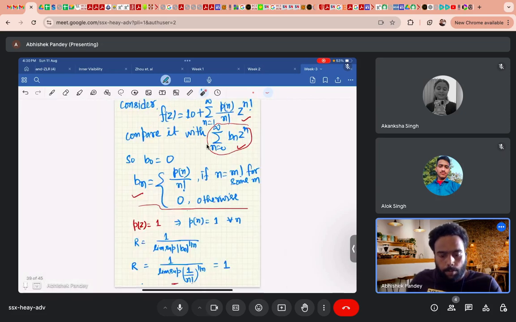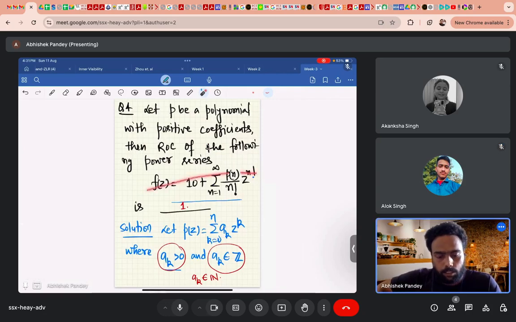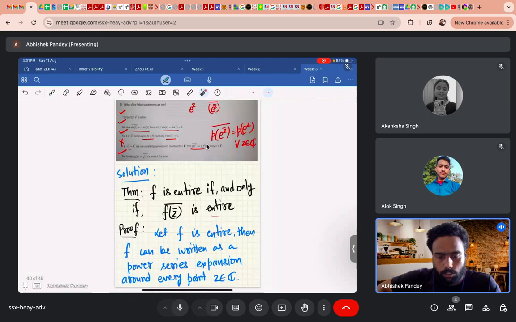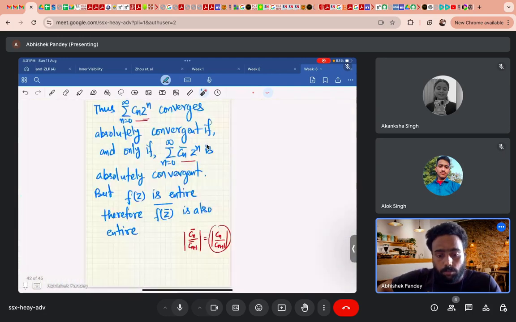So p(n) is equal to 1 for every n. It means that the radius of convergence is nothing but the lim sup of this quantity, which is 1 upon factorial n to the power 1 by n, which is nothing but 1. Is it clear now? Yes, sir. So this will be 1. I think the next will be the last question. Yeah, this one is the last question.